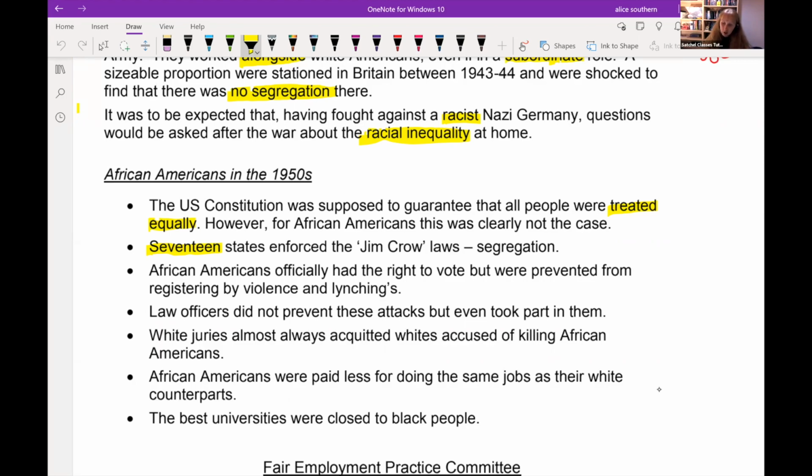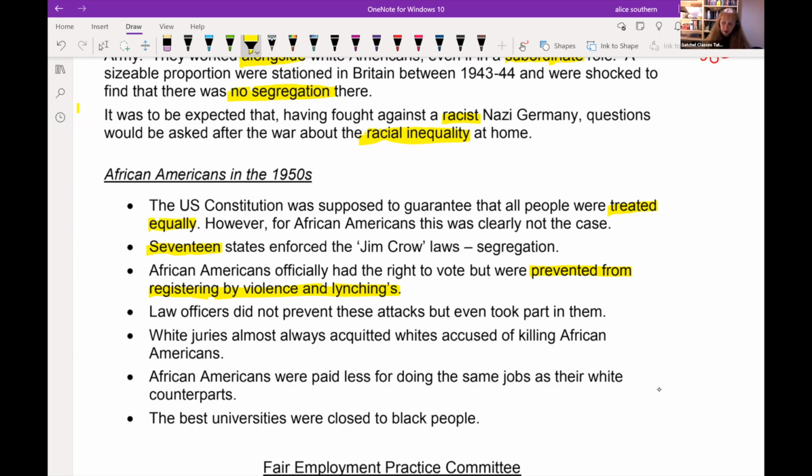African Americans officially had the right to vote, but were prevented from registering by violence and lynchings. Okay, if you don't know what a lynching is, that's when they're hanged from trees. So they're intimidated into not voting. Legally, they could, but if they do, they run the risk of being hanged. So you can see that's not really an option, is it? You might as well have them not able to vote.